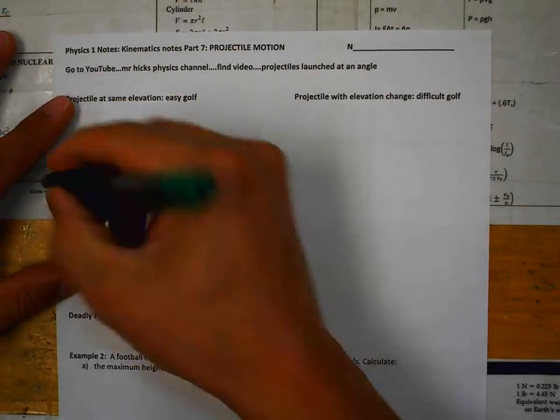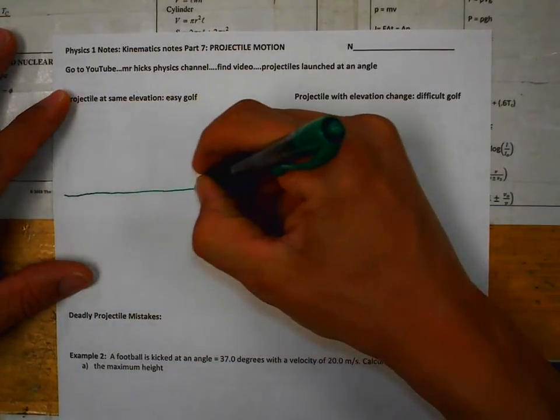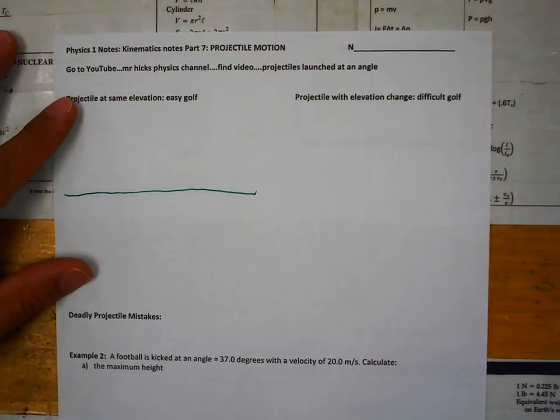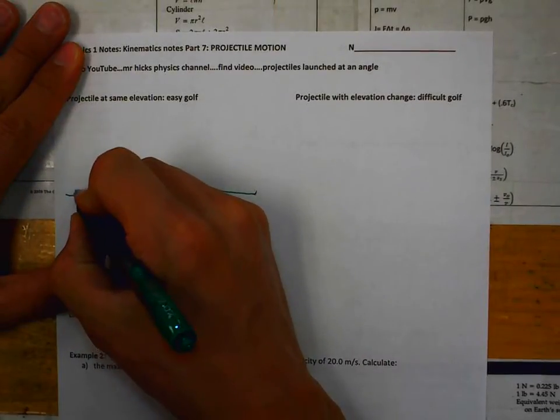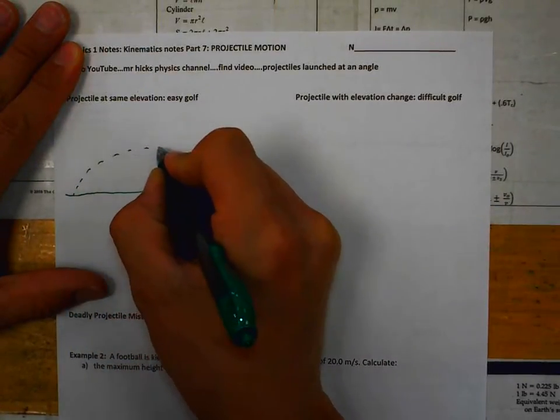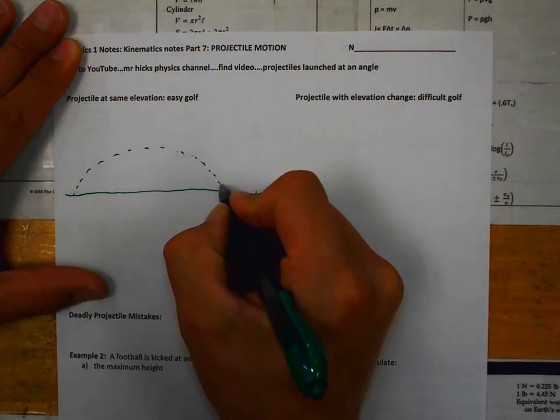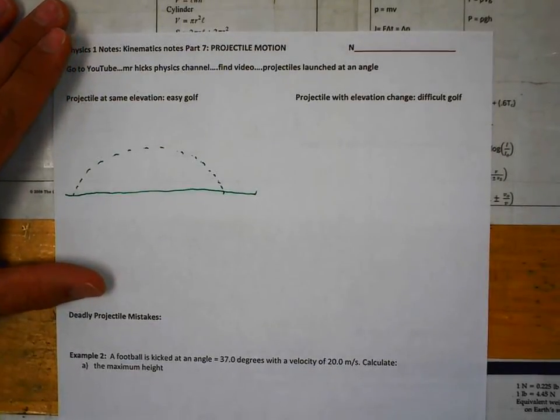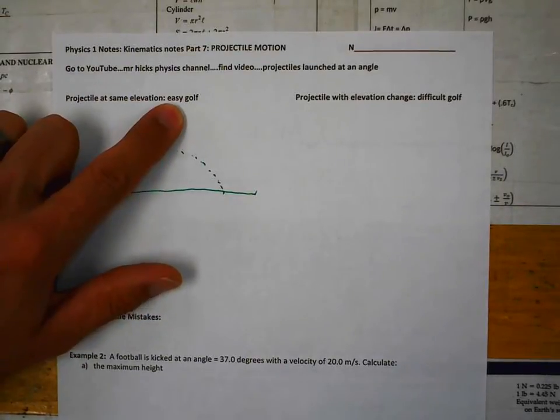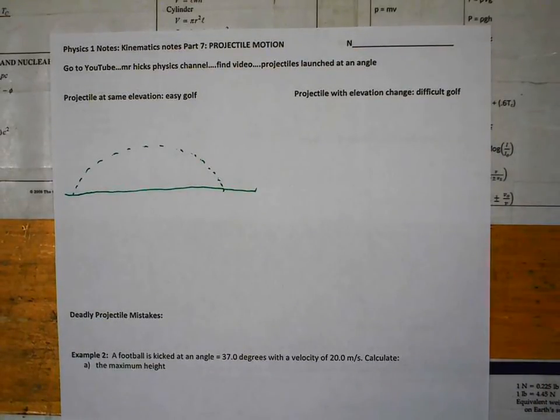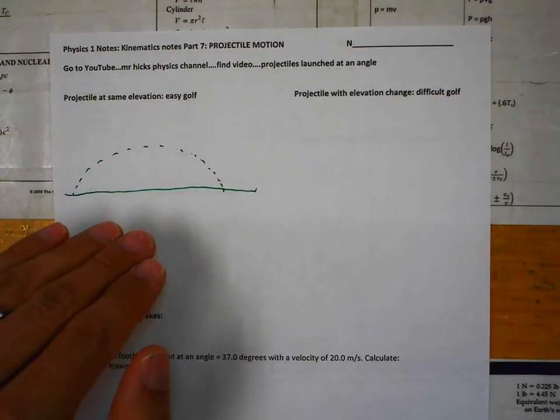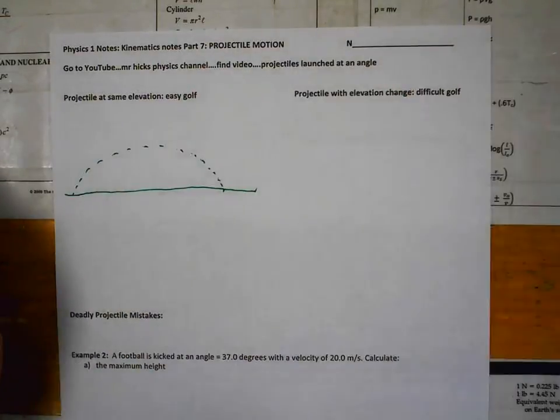Okay, so first picture, let's just draw some kind of surface here, and we're going to have a golf ball, and let's say it's hit like that. Okay. Alright, so I put on this one easy golf and difficult golf. Reason why is because here we have no elevation change. Okay, so that's meant to be a flat surface there, but this table's really bumpy, so I should have used a ruler.